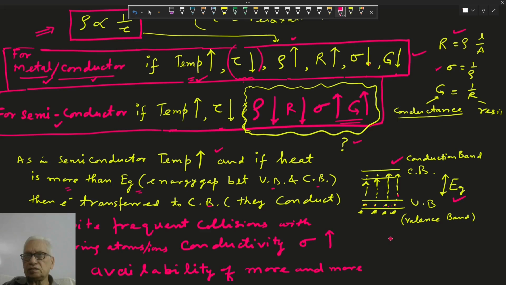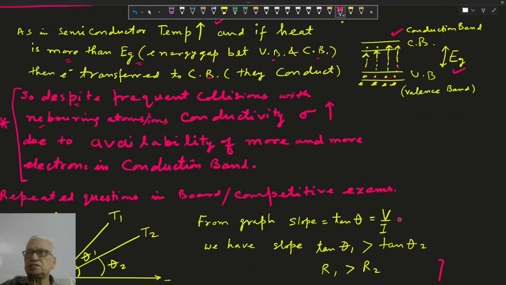As they are in the conduction band, despite collision with neighboring atoms and ions, conductivity increases, because now the availability of electrons in the conduction band is much more than before. Despite collision, conductivity increases. This is a different case from the other. In a conductor, here we will discuss that availability is increasing in the conduction band. If availability is more, despite collision, conductivity increases.